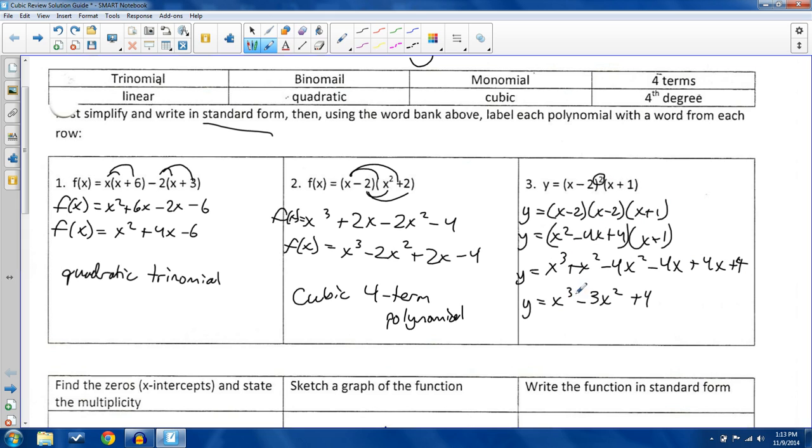And that is, once again, a cubic. You can tell right there. And it's a trinomial. Once again, 3 terms. So you can see the difference between these two cubics. One has 4 terms, the other actually has 3.